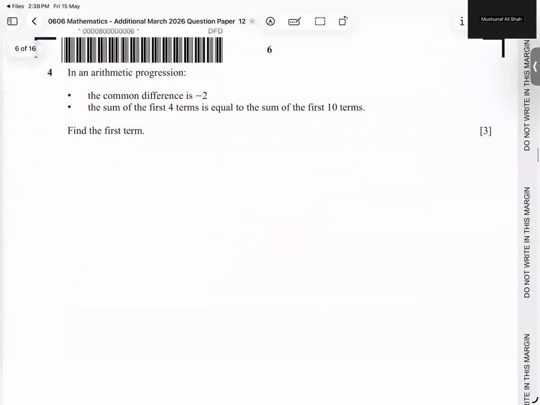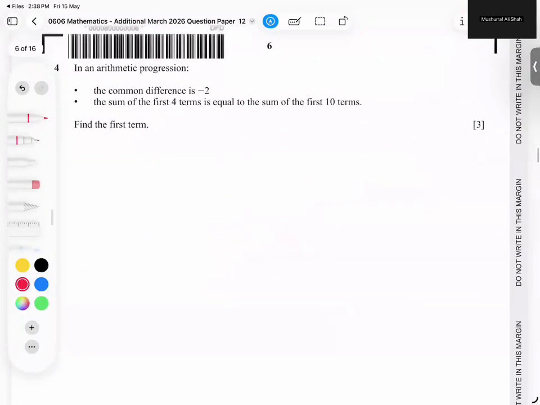Question number 4, students, we have an arithmetic progression, common difference is negative 2. Sum of the first 4 terms is equal to sum of the first 10 terms. Repeat, sum of the first 4 terms, S4, is equal to the sum of the first 10 terms. So this idea is very clear. And we're looking for what? The first term.